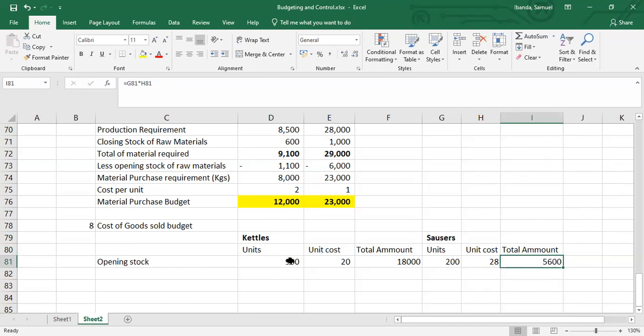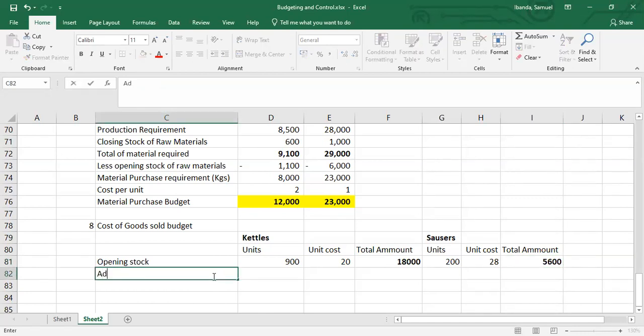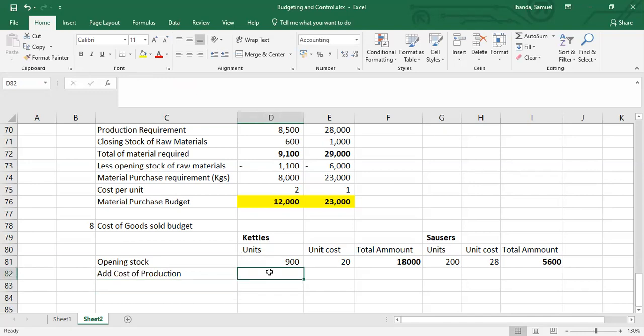So these are the respective amounts, and remember that these are the amounts that we are really interested in using because of what we are determining, okay? So after we've done that, we add our cost of production. We add our cost of production, okay?